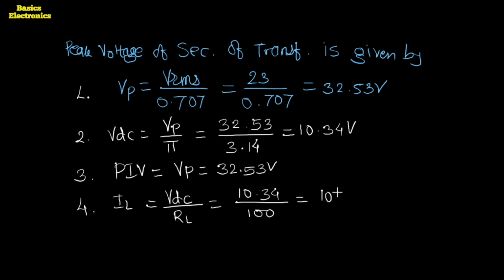So therefore here we get the current. That current is 103.4 milliamperes. Okay, if you calculate it, you may get the answer 0.1034 amperes. We require the answer in milliamperes if our answer is less than one ampere. Okay, so the next value we have to find out is the ripple frequency.